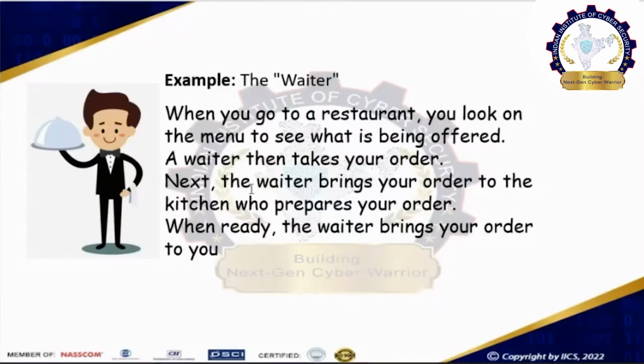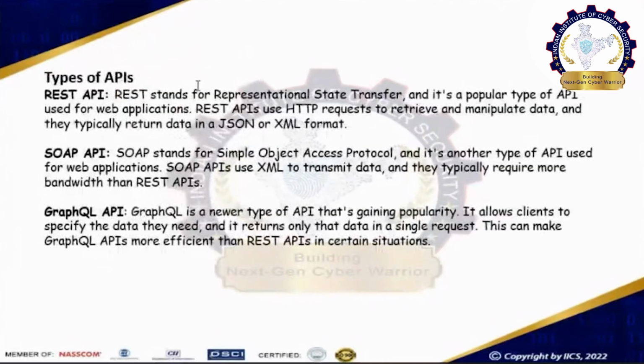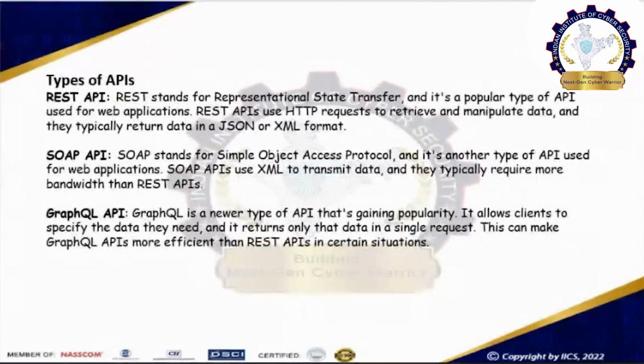So going to the next slide, there are types of API. First of all, we have REST APIs. REST stands for representational state transfer. It is the most famous and most popular type of API, used in web applications. A REST API uses HTTP requests to retrieve and manipulate data. They typically return data in JSON or XML format.